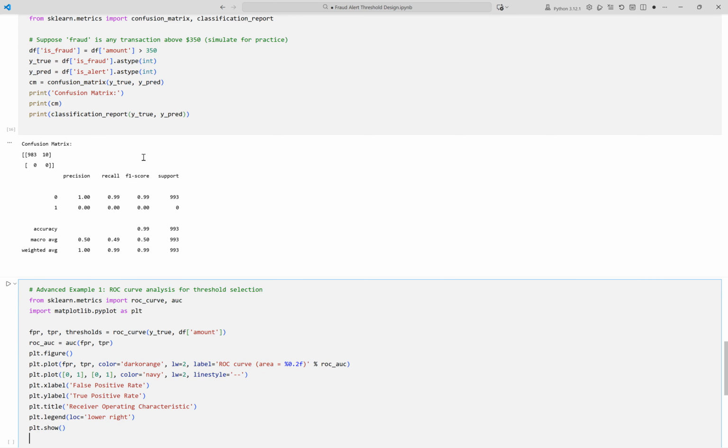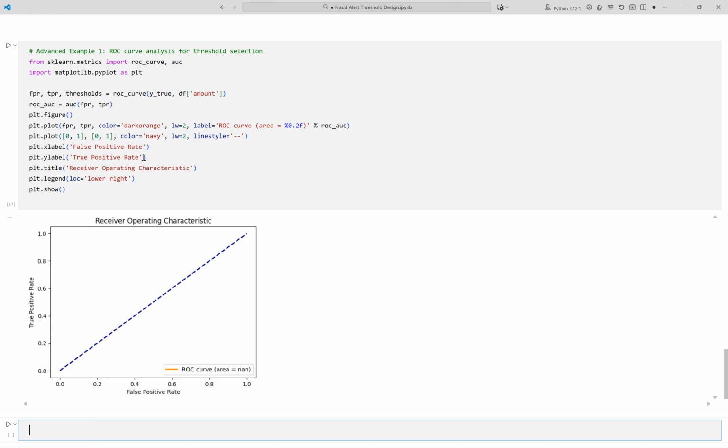Running the cell now. This ROC curve shows how the true positive rate varies with the false positive rate for different threshold settings on the amount feature, highlighting the trade-off between sensitivity and specificity. Notice the curve bows well above the diagonal line, indicating good classifier performance, with an AUC score quantifying overall accuracy. This visualization helps you select an optimal threshold by balancing detection capability against false alarms, which is key for advanced model tuning. ROC curves help you pick the optimal threshold depending on your business risk.